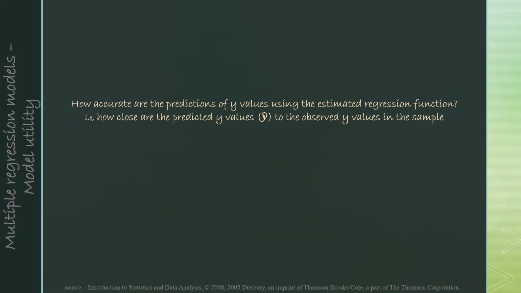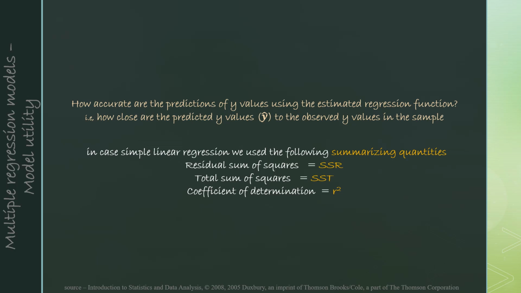In this lecture, we take a look into the first question. How accurate are the predictions of y values using the estimated regression function? That is, how close are the predicted y values, y hat, to the observed y values in the sample? Please recall, in the case of simple linear regression, we use the following summarizing quantities to judge the accuracy of the fit: residual sum of squares denoted by SSR, total sum of squares denoted by SST, and coefficient of determination denoted by R square. These statistical measures are useful in multiple regression models as well, and let's understand how we derive them in the multiple regression case.